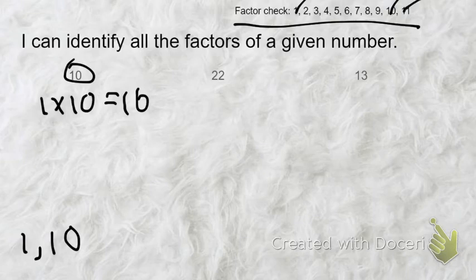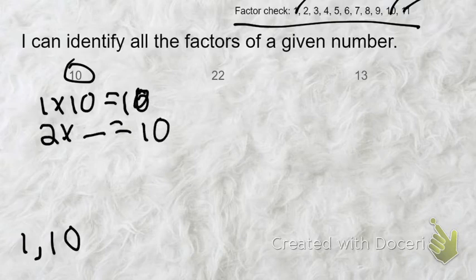Okay, well, now I can think about, well, 2 times what equals 10, right? And this is supposed to be 10. Okay, well, 2 times 5 equals 10. So I'm going to cross off my 2. I'm going to cross off my 5.